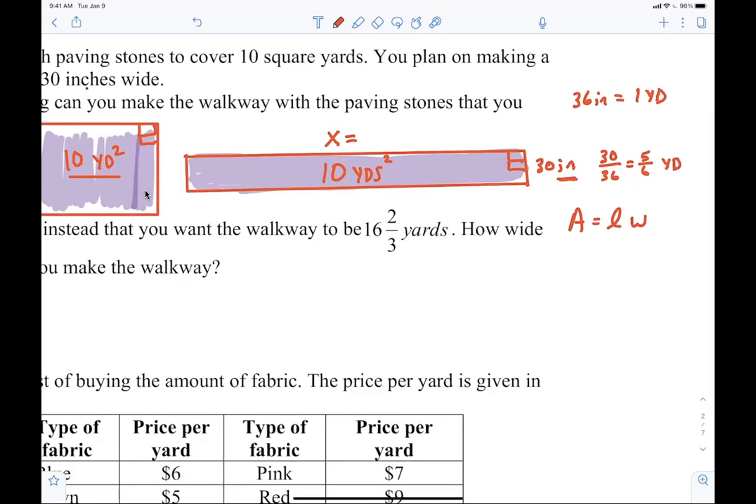Yeah. So how much is our area? Length times width. No, as a number, 10. Do we know what the length is? Not yet. So that's L. How wide is it? 30 inches. Well, but we're doing yards, so 5/6.